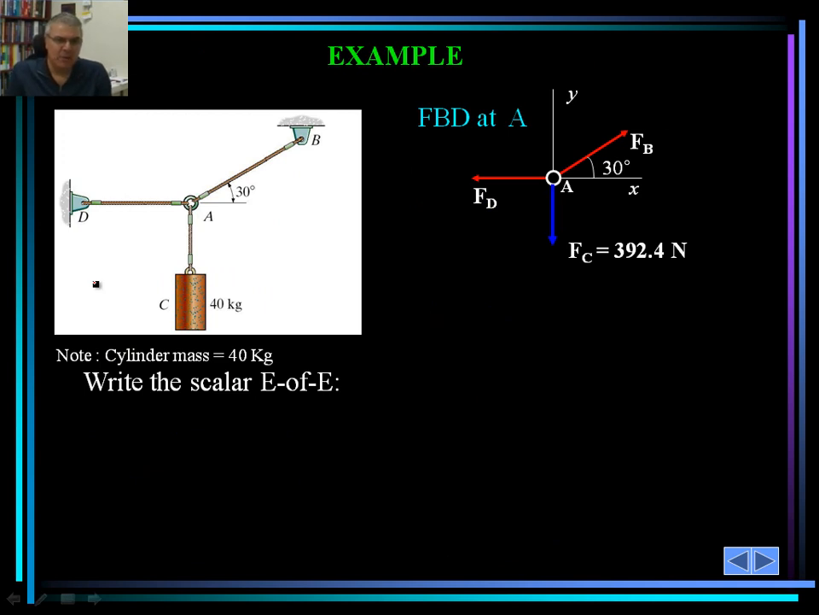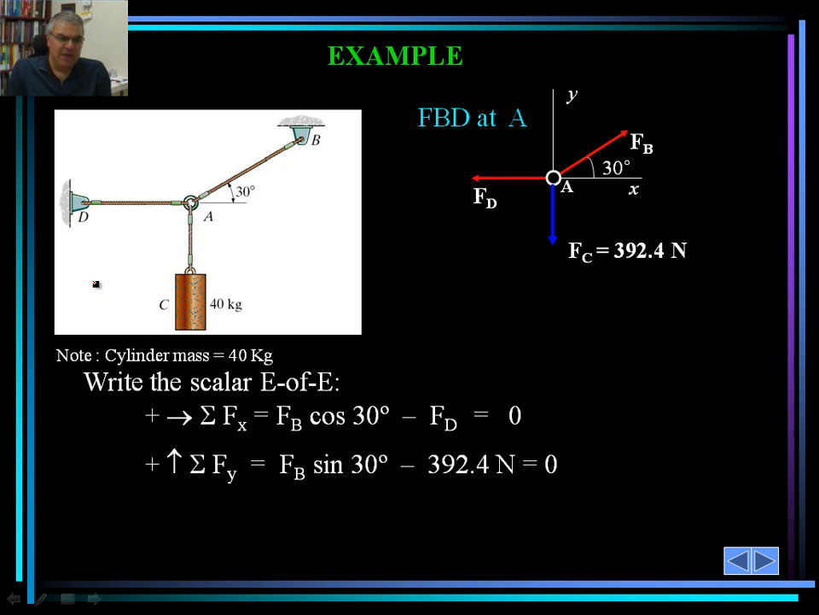Let's continue with this. We are going to look at our free body diagram at A. F sub B, F sub D, and F sub C are shown. F sub C is known. F sub B and F sub D are not known. We take the summation of the forces in the x direction. In the x direction, we have F sub D, acting in the x direction, and also the x component of F sub B, also acting in the x direction. One is in the positive direction, the other one is in the negative direction.